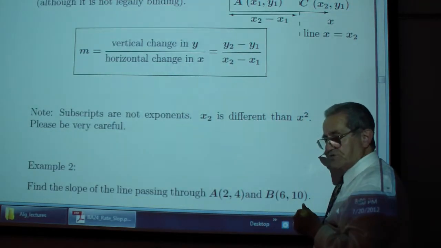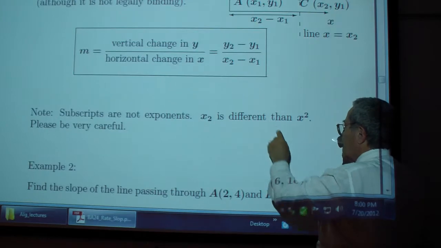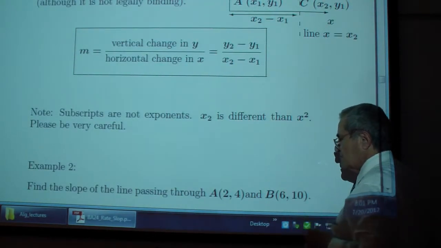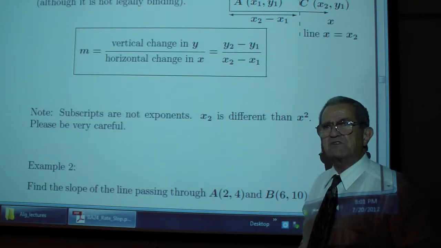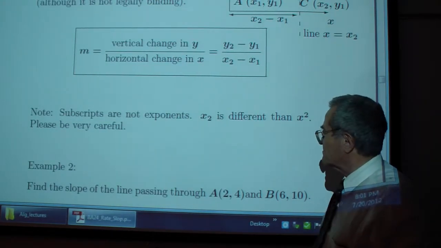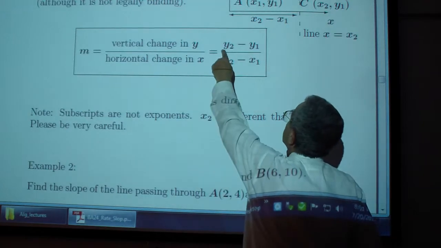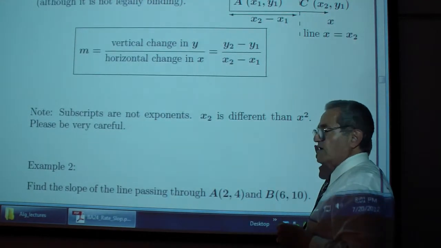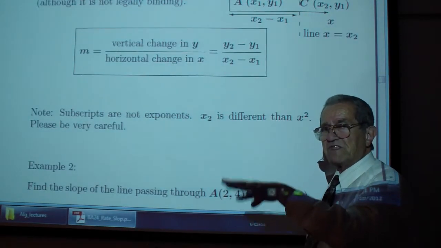Sometimes I find students who write y to the power 2 minus y to the power 1 over x to the power 2 minus x to the power 1. That's absolutely terrible. So y sub 1, x sub 2, x sub 1. Sub, below, like subterranean.